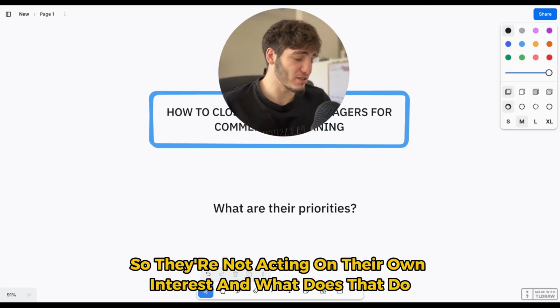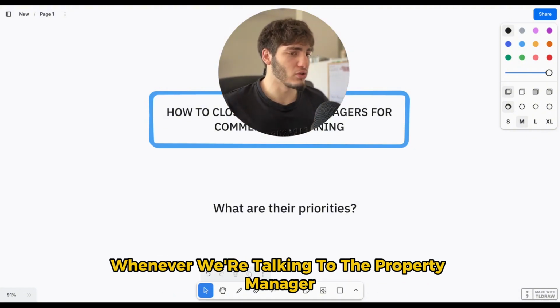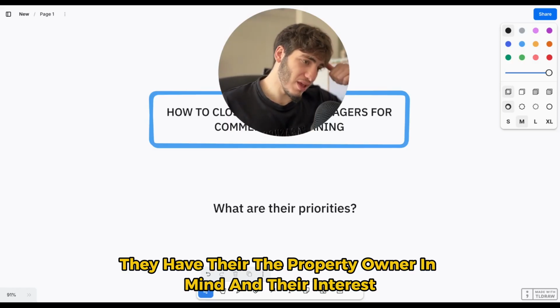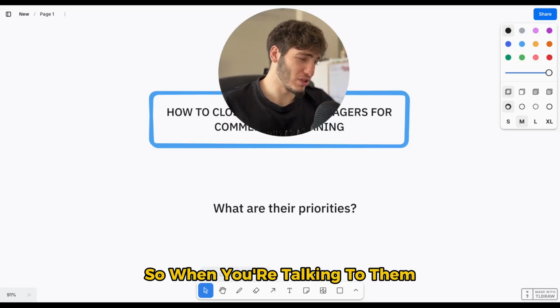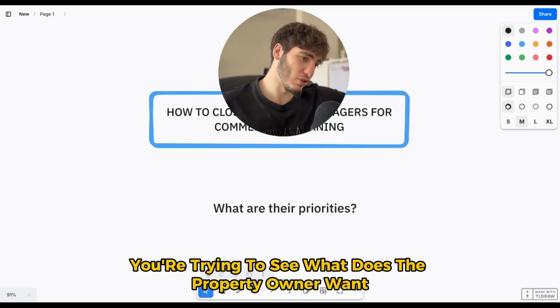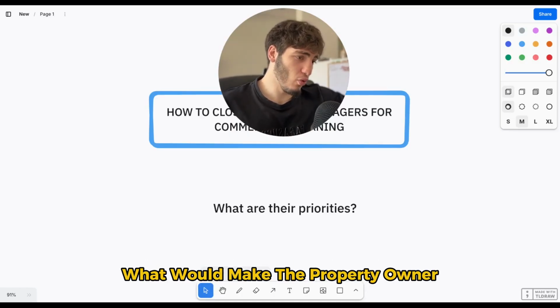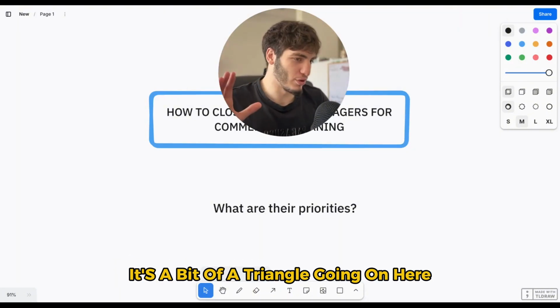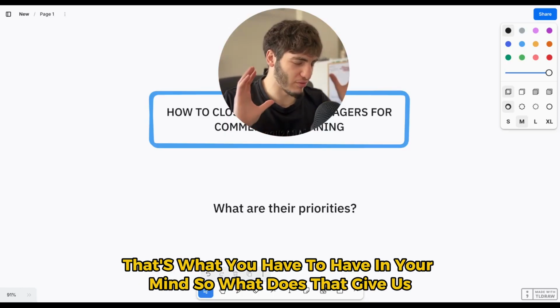right? So they're not acting on their own interest. And what does that do? Well, that makes us understand that whenever we're talking to the property manager and trying to convince them of something, they have the property owner and their interest in mind. So when you're talking to them, you're trying to see what the property owner wants. What would make the property owner like to hear from the property manager, right? It's a bit of a triangle going on here, but that's how you have to approach it. That's what you have to have in your mind.